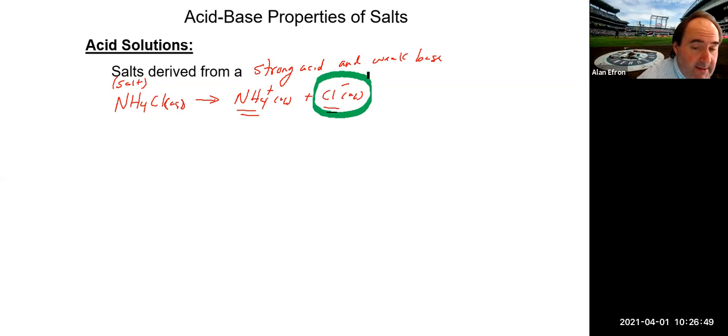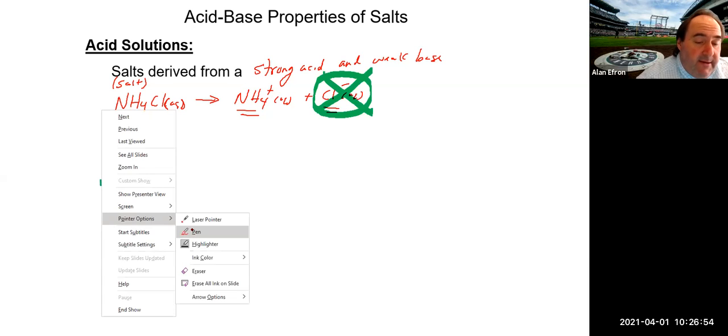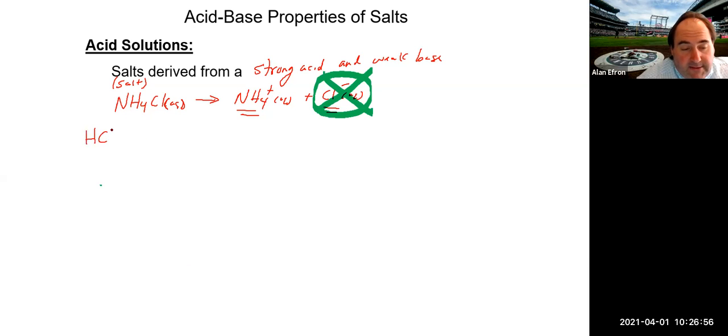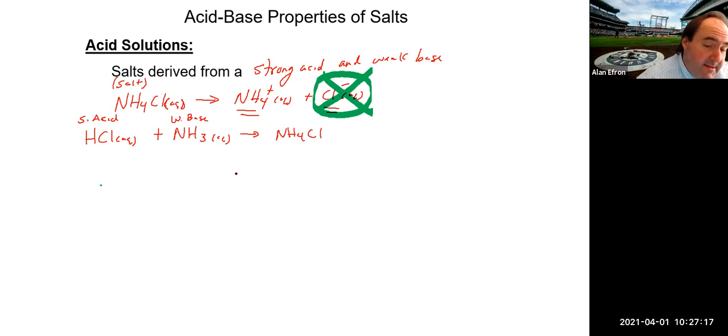And chloride comes from hydrochloric acid, right? That's where that comes from. And by the way, the NH4 plus most likely came from NH3. This is a strong acid. This is a weak base. And when this reacts, you will get NH4Cl as a result of it. And that is where the salt came from. So we could eliminate the chloride because it came from this part.